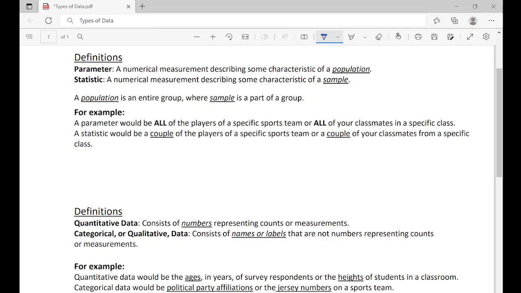So what's the difference between the two? Well, a population is an entire group, whereas a sample is just a part of the group. Again, let's break it down a little bit more and see some specific examples. So a parameter would be every one of the players of a specific sports team or all of your classmates in a specific class. Whereas a statistic would just be a couple of the players on that sports team or a couple of your classmates from a specific class. So parameter is all for a population, where a statistic is a few or a couple from a sample.